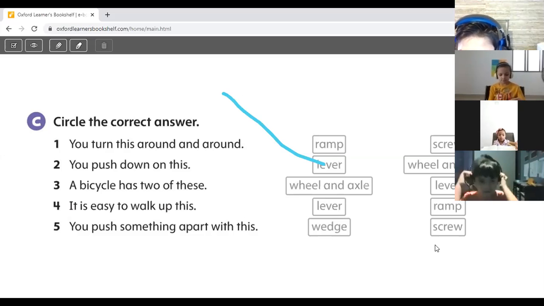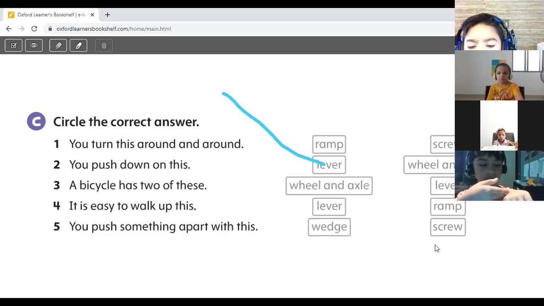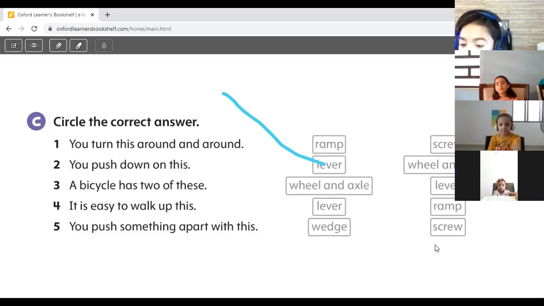Axel. It's easy to walk up this. It is easy to walk up this. To walk up this. Which one, Axel? Ramp. Ramp, correct. Ramp. Viene dos veces ramp. Yes. And number 5, Andrea Zúñiga.